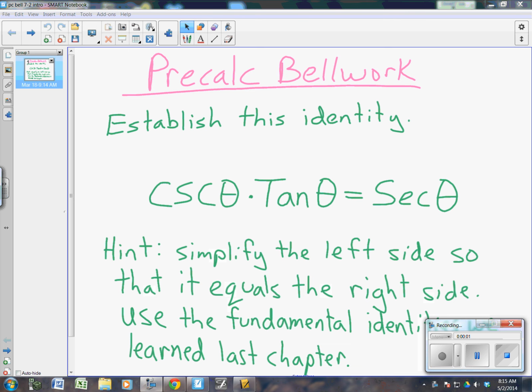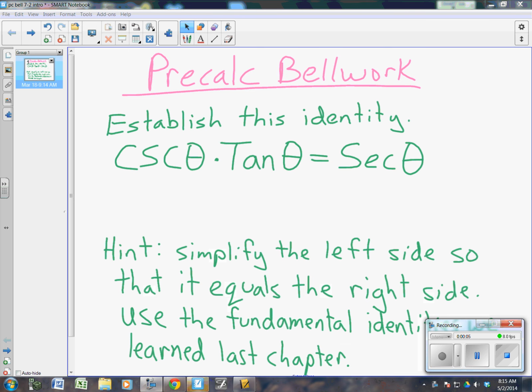When you verify an identity, let me see if I can move this up here. When you verify identity, listen. Okay, when you have verified identity, all you have to do is get one side equal to the other. And it's like simplifying, Jacob. It's like simplifying.